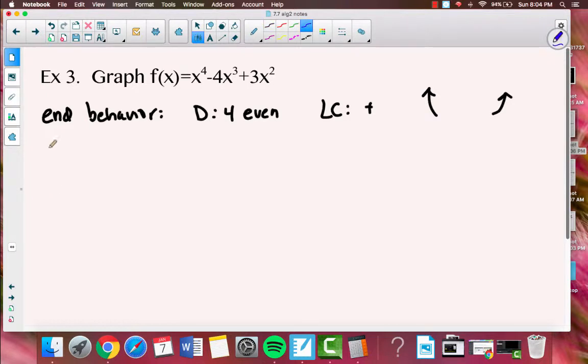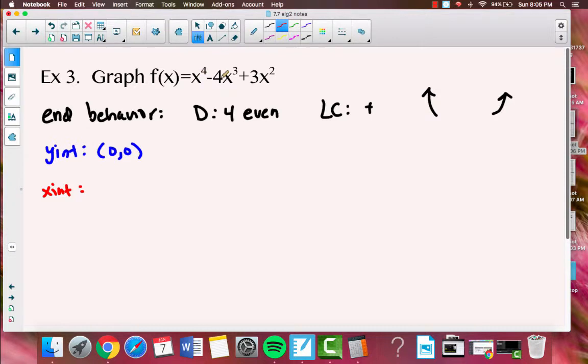Then we need to find the y-intercept, so we'll do that next. So remember, we plug in 0 for all of these, and if I plug in 0 here, here, and here, everything's just going to become a 0. So there's some quick mental math. So my y-intercept is at 0, 0. And then I want to find my x-intercepts. So this is where, if you can factor, you want to, and if you can't, you just have to leave it and make a table.